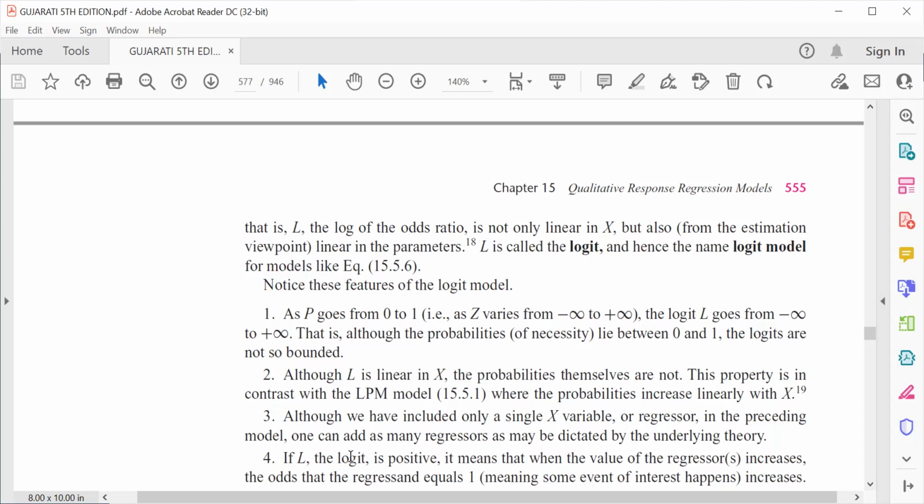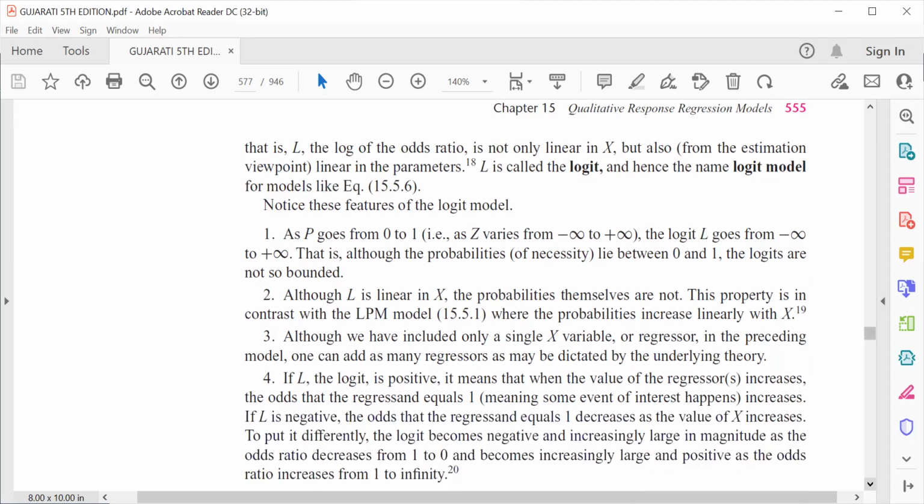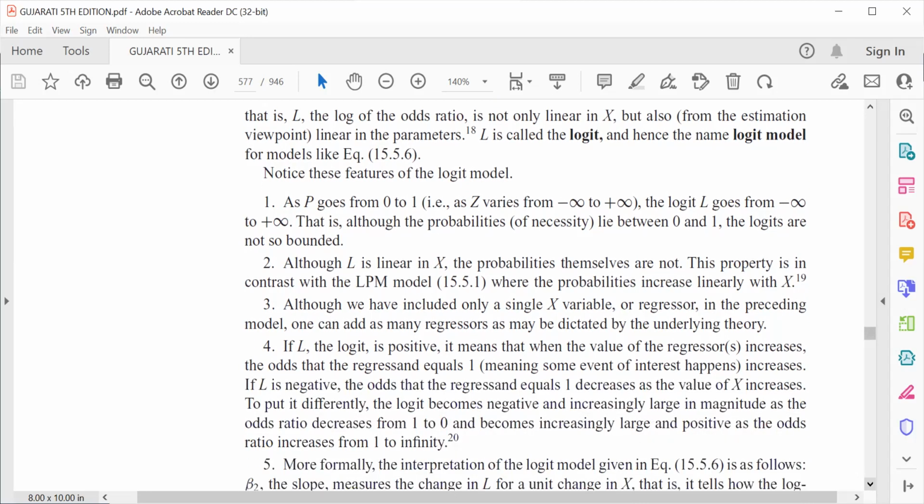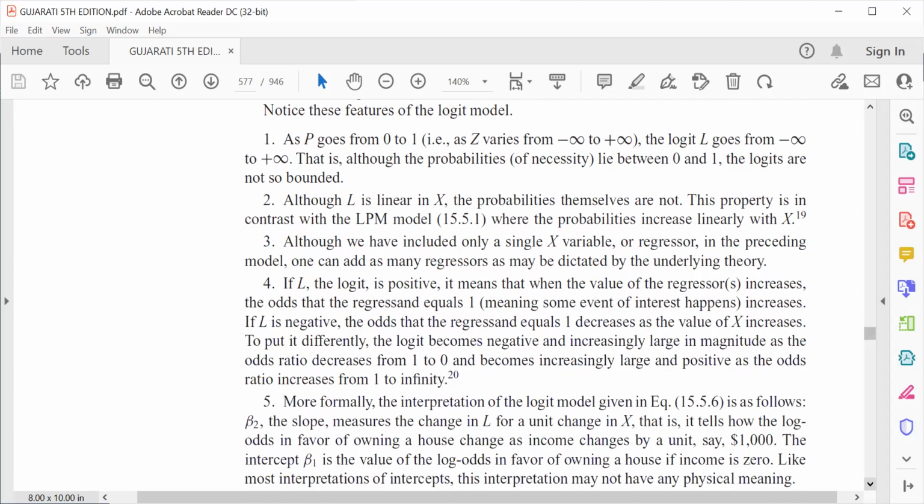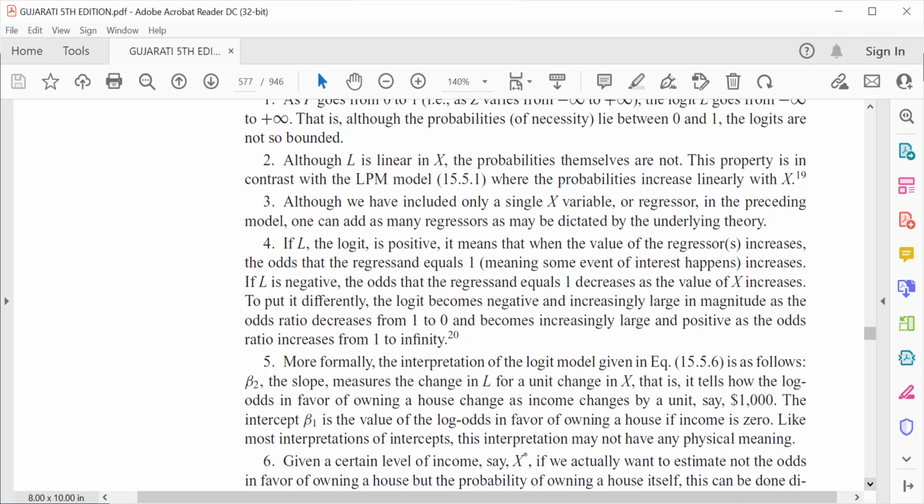If L, the logit, is positive, it means that when the value of the regressor increases, the odds that the regressand equals 1 increase. If L is negative, the odds that the regressand equals 1 decrease as the value of X increases. More formally, the interpretation of the logit model in equation 15.56 is as follows. Beta 2, the slope, measures the change in L for a unit change in X. It tells how the log odds in favor of owning a house change as income changes by a unit, say here, for example, 1,000. The intercept beta 1 is the value of the log odds in favor of owning a house if income is 0.